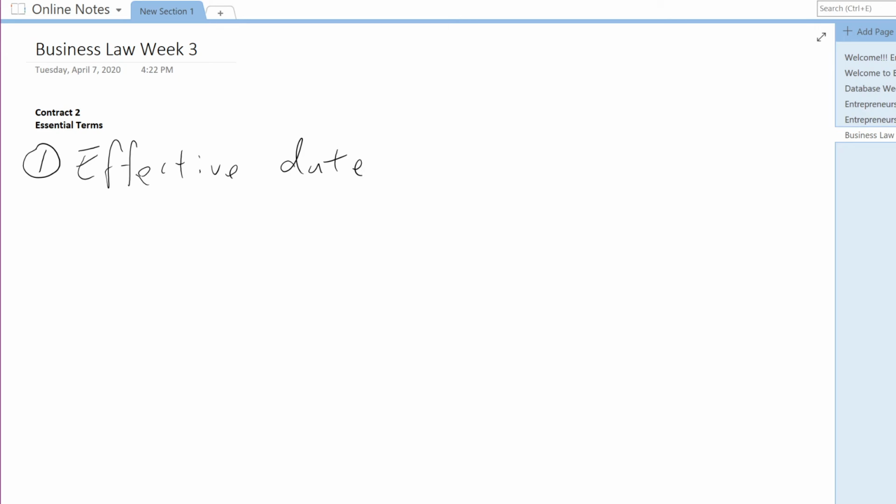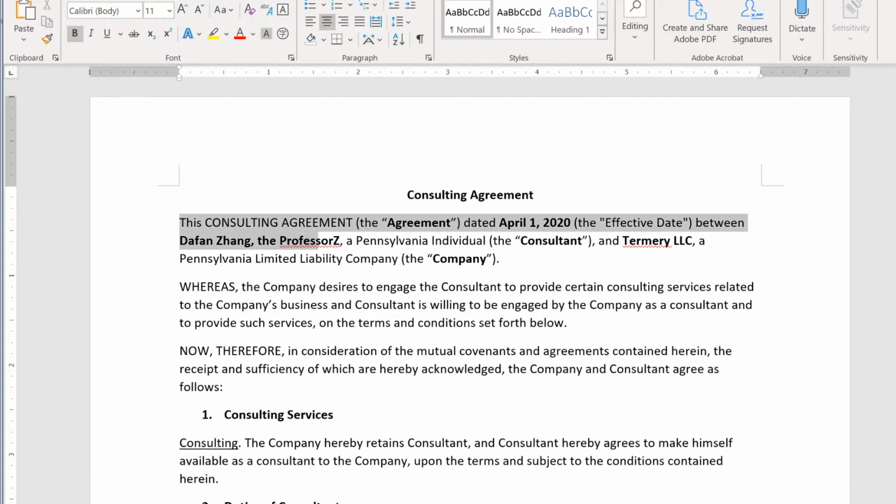Many times when we write contracts, we don't even include the signing day, because the effective day should be clearly put into the contract. Adding a signing day sometimes is actually counterproductive and makes people argue that they didn't sign it when you say they signed it. So let me switch back over to the contract template. Here it states this consulting agreement, the agreement dated April 1st, 2020, and that's the effective day. So this agreement clearly indicates that the effective day is April 1st, 2020.